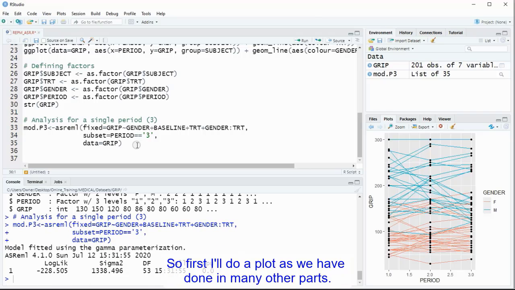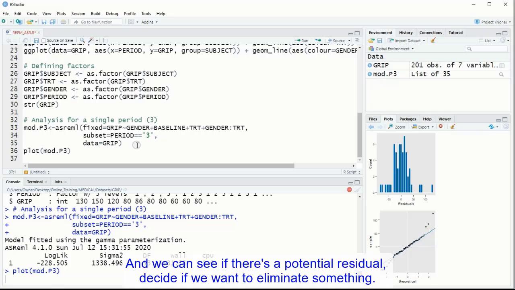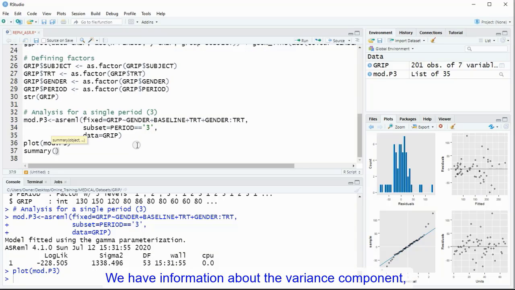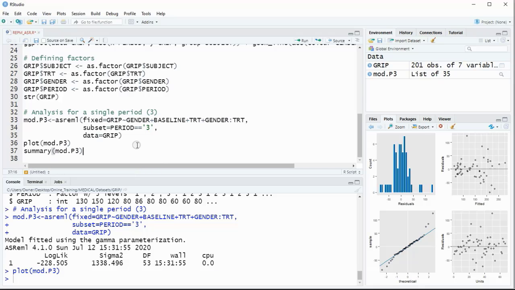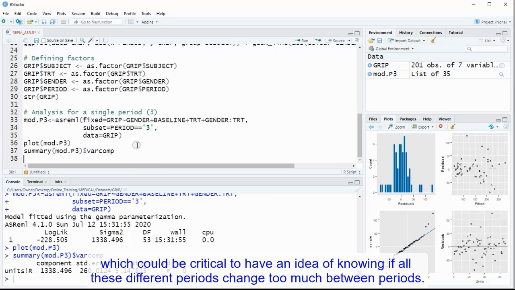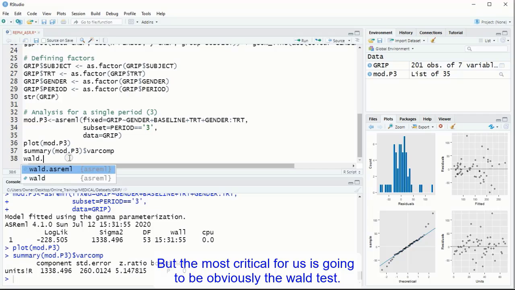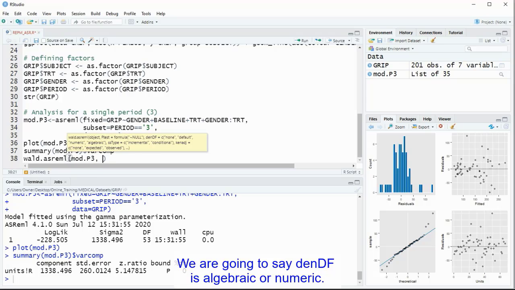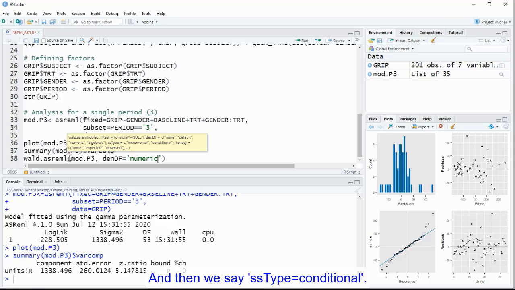First I'll do a plot, as we have done in many other parts, and we can see if there's a potential residual, and decide if we want to eliminate something. We have information about the variance component, which could be critical for knowing if these different periods change too much between periods. But the most critical for us is obviously the Wald test. We go to P3, we say then df, algebraic or numeric, and then we say ss type equals conditional.